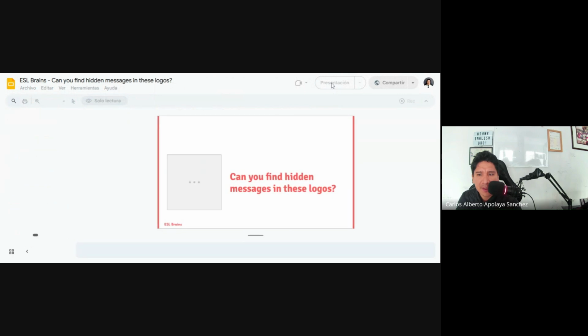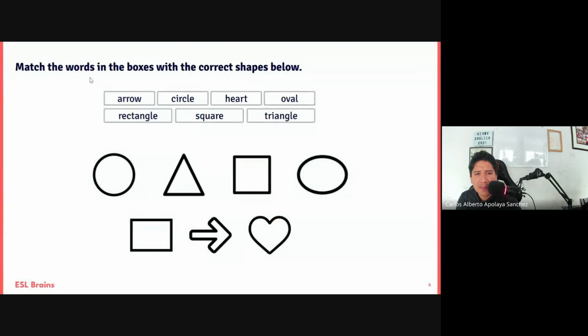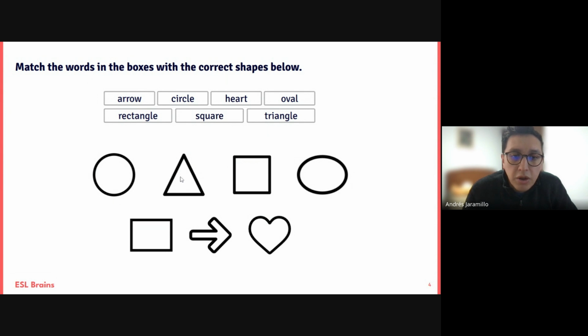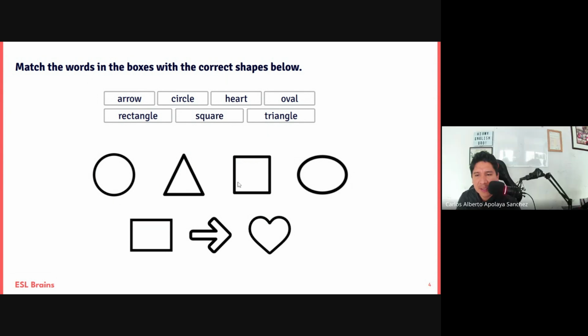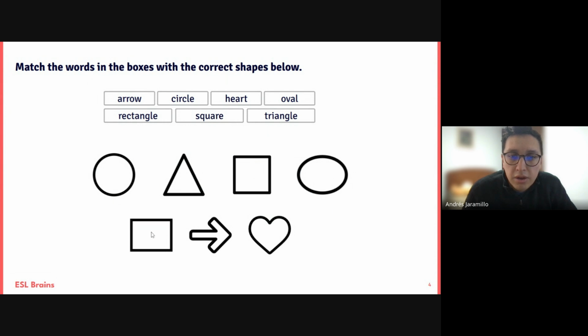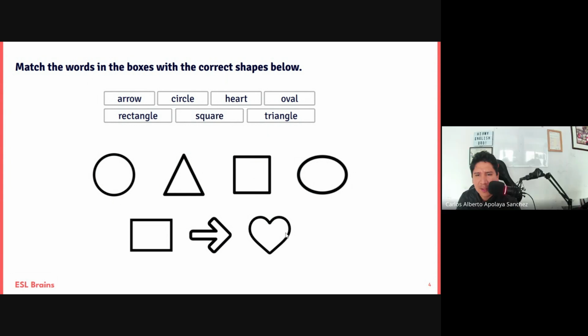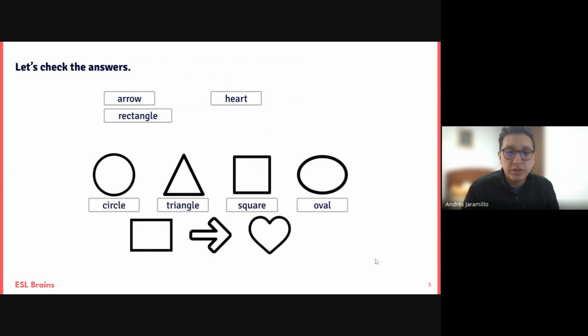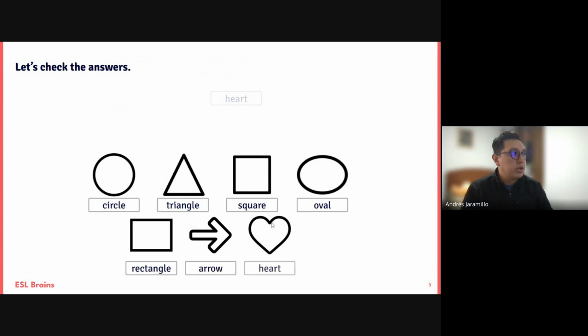I will make this bigger. Okay, lesson number two. Can you find the logos? For example, match the words. What is this? Circle. And this? Triangle. What is this? Square. And this? Oval. And this? Rectangle. And this? Arrow. And this? Heart.